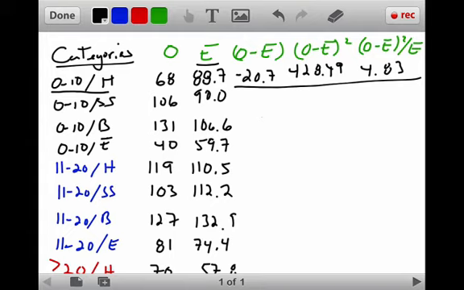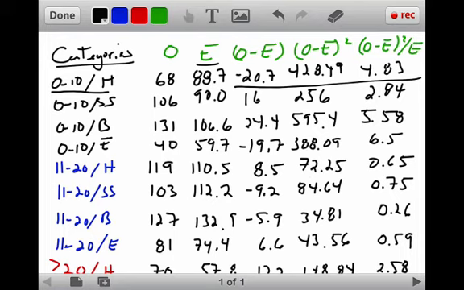Now I have all the information that I need for the first category, and I will perform this for every single category until this table is fully completed. Okay, so I'll complete this and I'll be right back. Okay, so now I have completed all my table. That's a lot of numbers because I have a lot of categories.